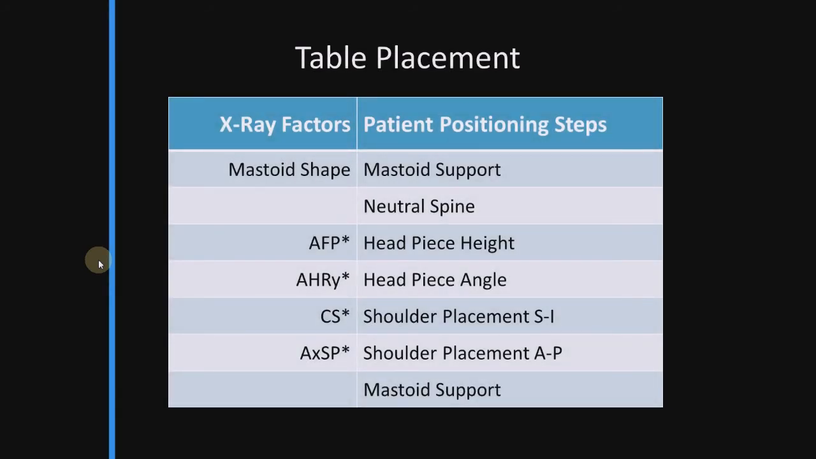Here are the patient positioning steps and X-ray factors for which those steps are applied. We'll begin with proper mastoid support stabilization. We will then put the patient into a neutral spine position. We'll then set the headpiece height and then the headpiece angle, and we'll influence the shoulders in a superior-inferior position as well as anterior to posterior position, rechecking to restabilize the mastoid.